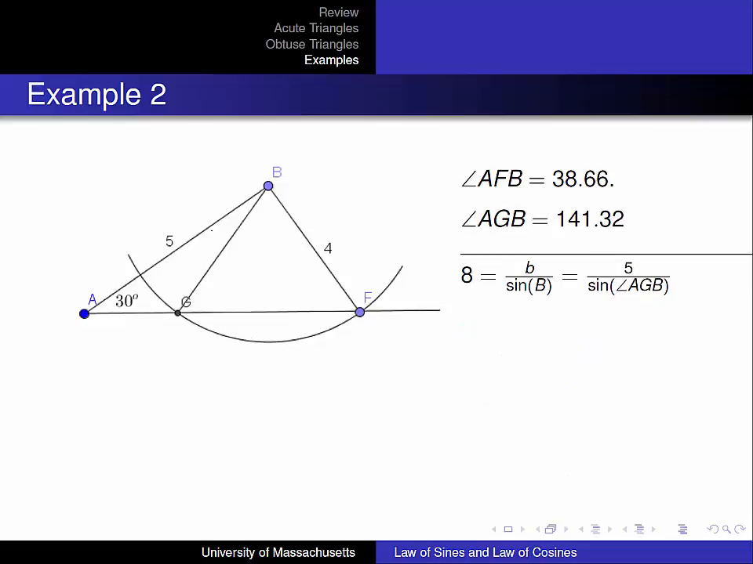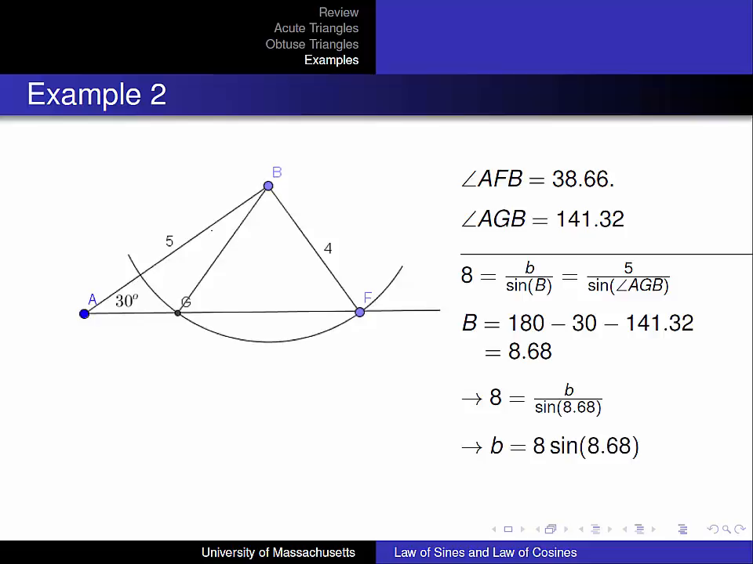Now, looking at angle AGB, if we plug that into the law of sines, so now we're considering the triangle ABG, we can again solve for the angle B, which in this case is angle ABG, and we get that it is 8.68. Now plugging that into our law of sines, we get that 8 equals b over sine 8.68. Multiplying both sides by sine of 8.68, we get that b equals 1.21. And so therefore we've solved for all the sides and angles of triangle ABG.